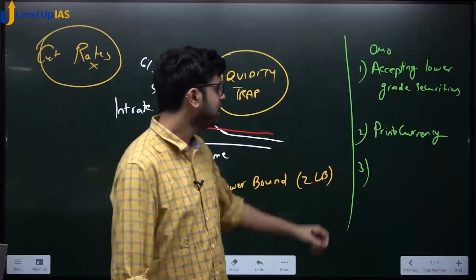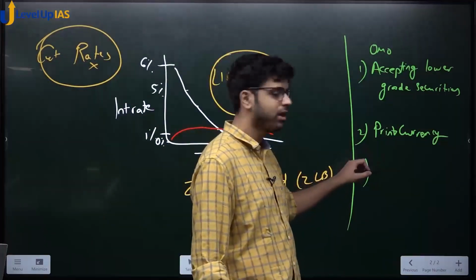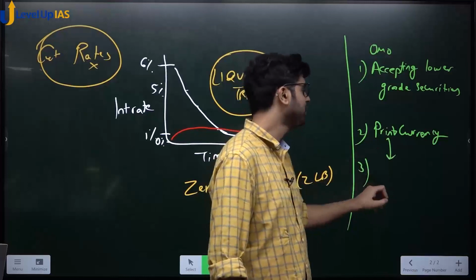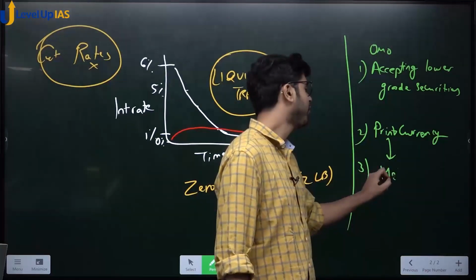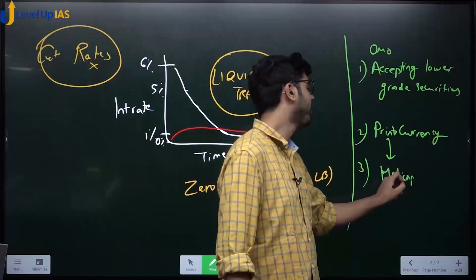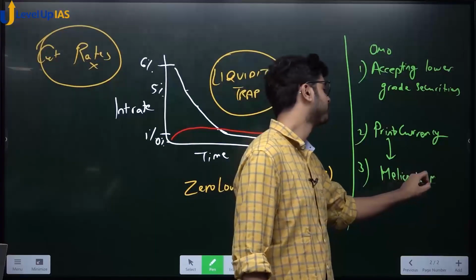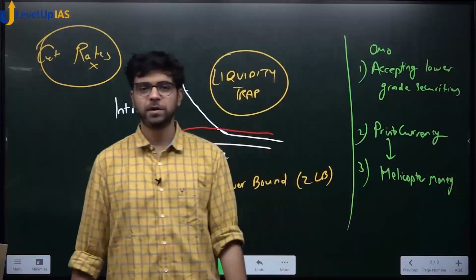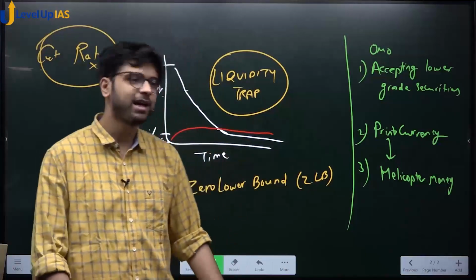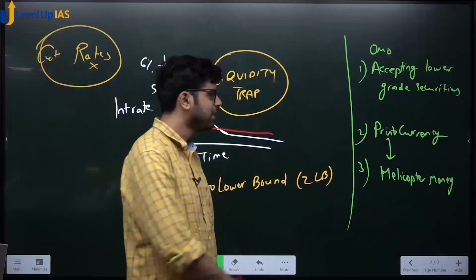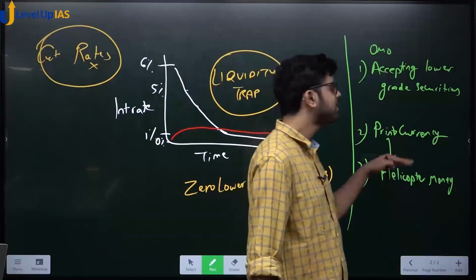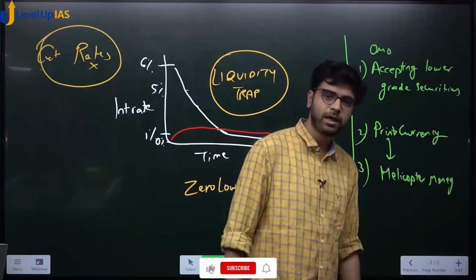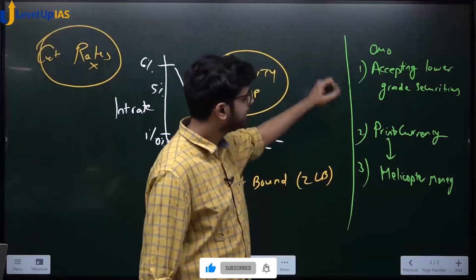So this is nothing but printing currency only, but it has a fancy name in economics, which is called helicopter money. Do you realize why helicopter money? It is called helicopter money because you are literally dropping it. So this is a theoretical concept, but it means nothing but print currency. Samjha?